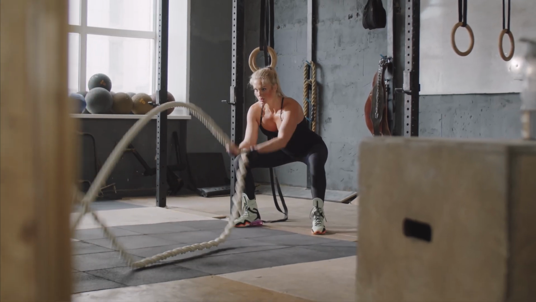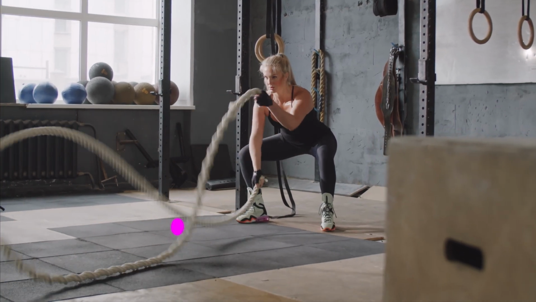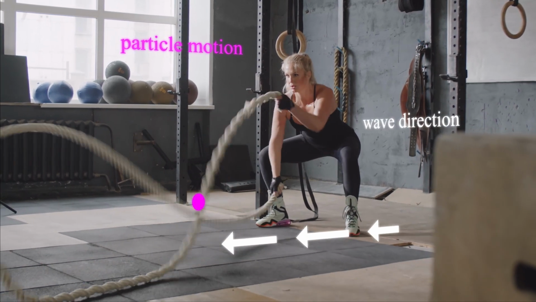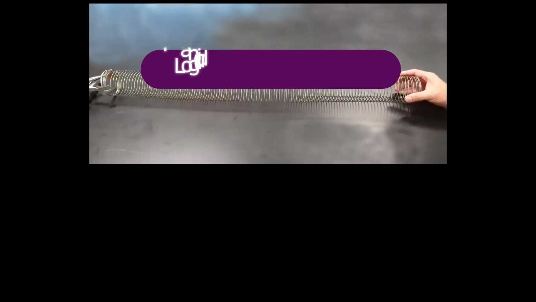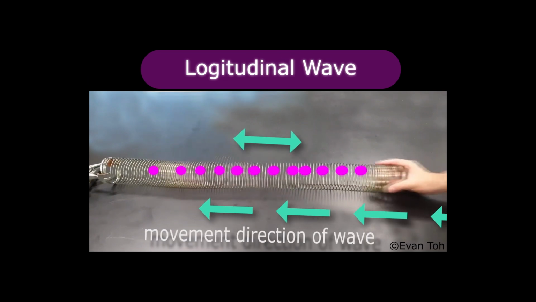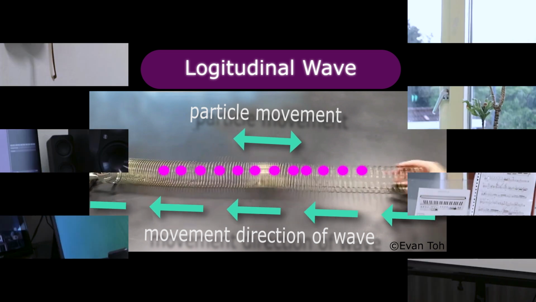Or when we tie a rope to a tree and start to create a movement with our arms, the particle motion is at right angles to the direction of the wave. Longitudinal waves, however, are where the movement of the wave and the movement of the particles are in parallel. An example would be sound waves.